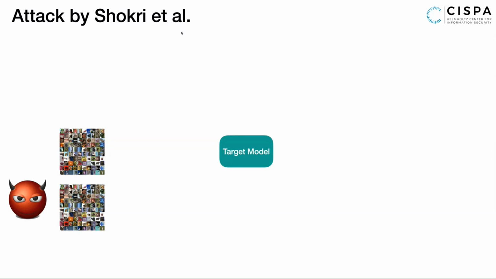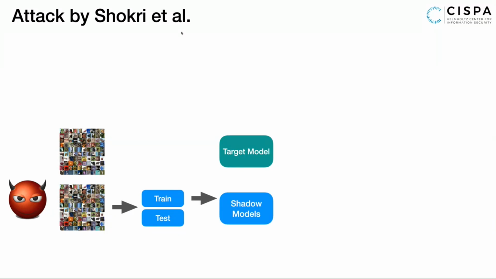So once the attacker has this local data set, the attacker splits the data set into two parts, training and testing. And then he uses the training data set to train a bunch of shadow models. The reason it's called a shadow model is that they are the shadows of the target model. So what do I mean by that?